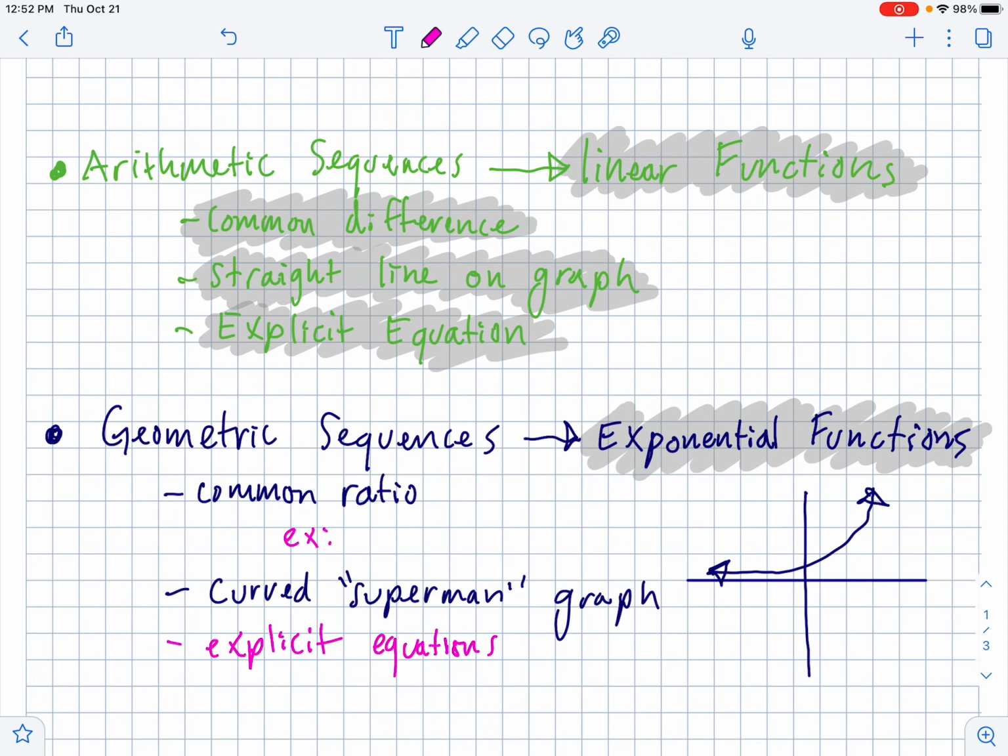Same thing for geometric sequences. I guess I should have added explicit here. Know how to spot a common ratio from a table or something like that. And an example, a classic geometric sequence example, something that involves percentages.